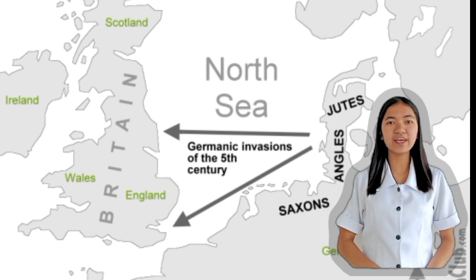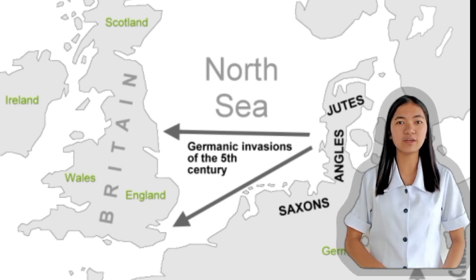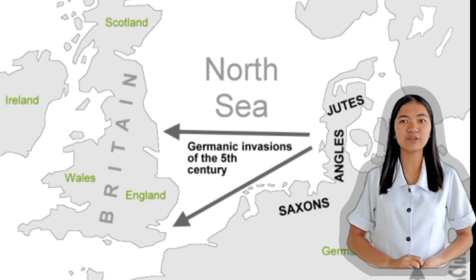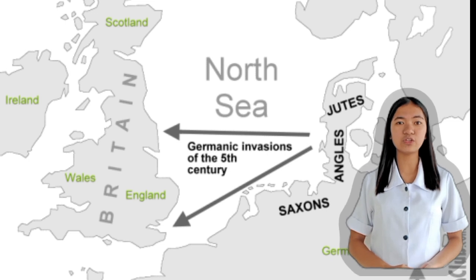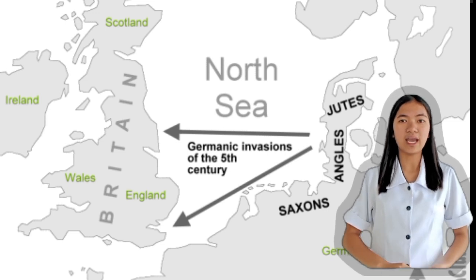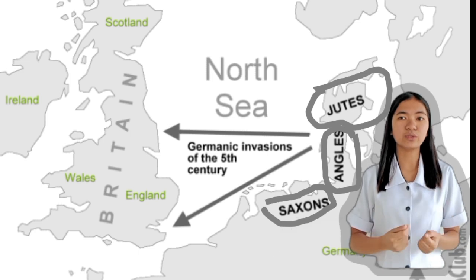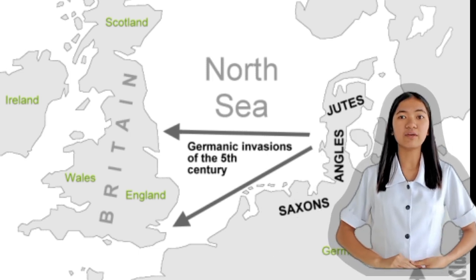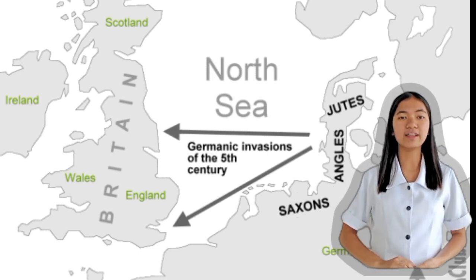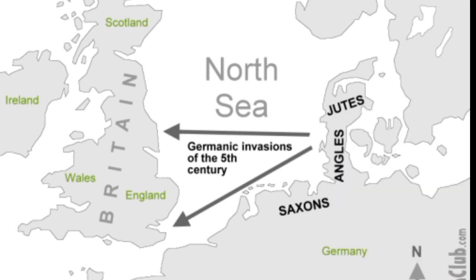The history of the English language really started with the arrival of three Germanic tribes who invaded Britain during the 5th century AD. These tribes are the Angles, Saxons, and Jutes. They crossed the North Sea from what today is Denmark and northern Germany.